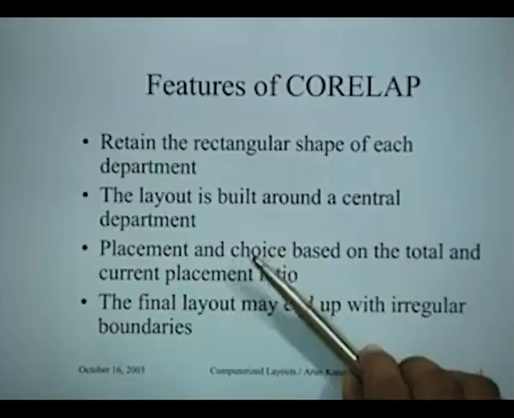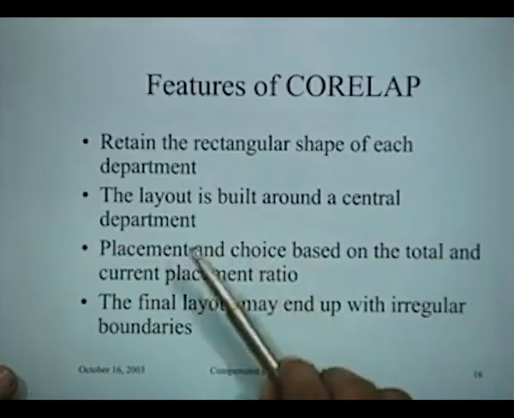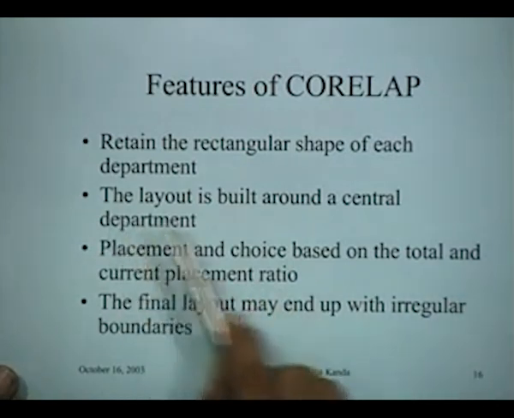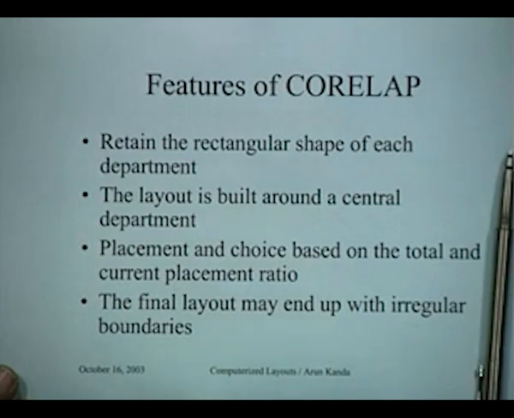So you fix up the shapes like that. And then what was done was, you pick up a department based on what is called the total closeness rating, the total placement ratio or the current placement ratio, which means essentially that the department is placed centrally first, and then around that you build other departments. So I place a block in the middle, and then I take another block. Which one do I take? Depending upon the relationship diagram and some calculations based on that.